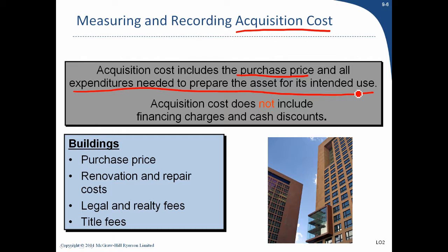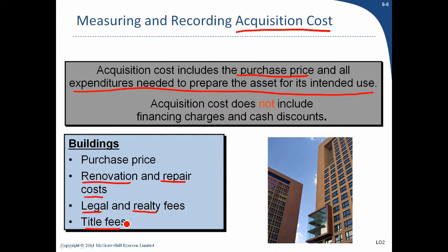So we'll show you some examples actually, but you have the purchase. If you were to buy a building, you have the purchase price of the building. What if you have to renovate it or repair it to get it up to shape, right? You have to pay legal and realty fees, title fees. All of those costs get what's called capitalized, meaning we debit the asset, okay?